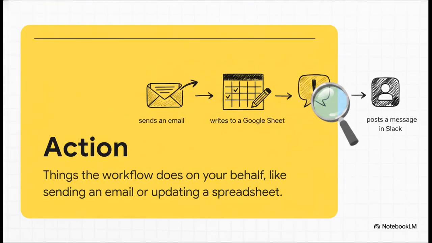Right after the trigger, we hit the actions. Think of these like dominoes falling. These are the chain sequences, maybe they loop, maybe they branch off, that the platform actually performs on your behalf using your own accounts. So it might send a welcome email, then log that data into a Google Sheet, and finally ping your team in Slack.